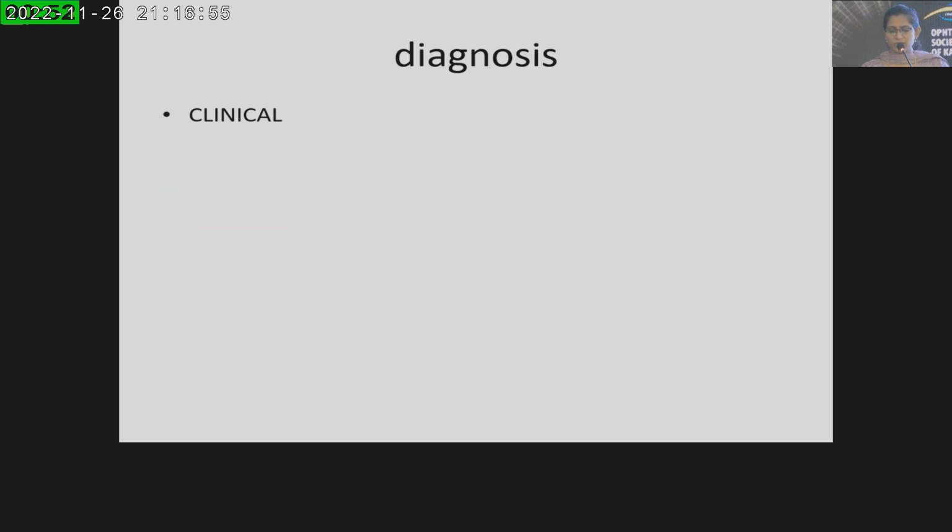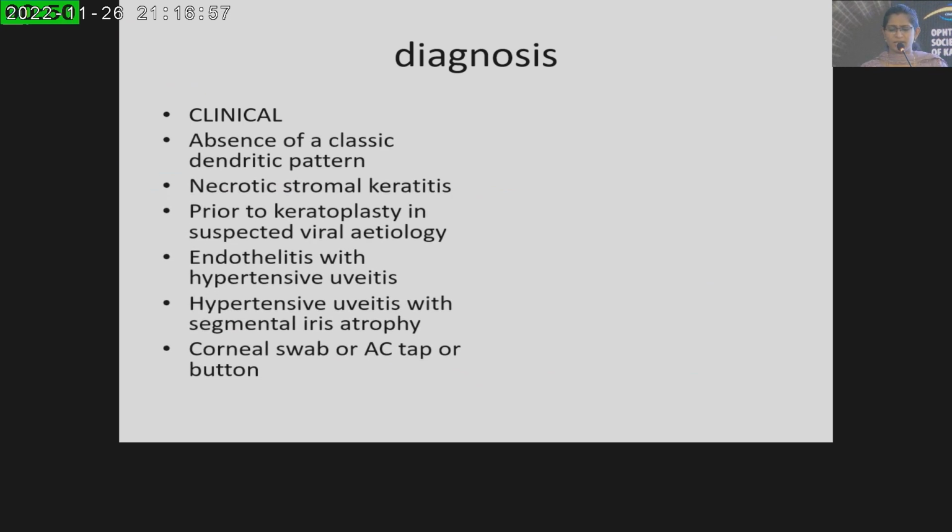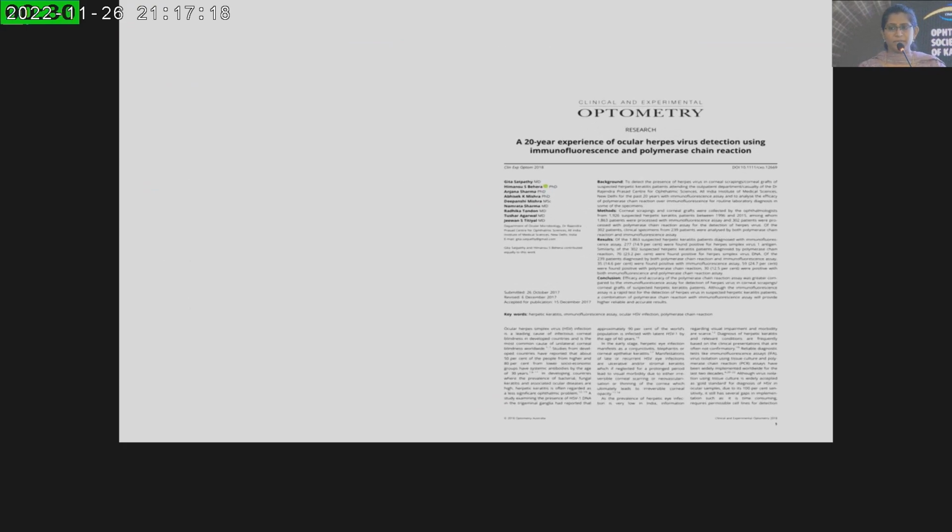Coming to the diagnosis, you know that it is basically clinical, but there are certain situations in which we have to go for a laboratory diagnosis: in the absence of a classic dendritic pattern, in necrotic stromal keratitis, or prior to keratoplasty. We can resort to a lot of things. Viral culture is considered the gold standard, but most of us don't have access to it. So we have PCR and IFA, which have come a long way in helping us, especially PCR, because it has high sensitivity and specificity.